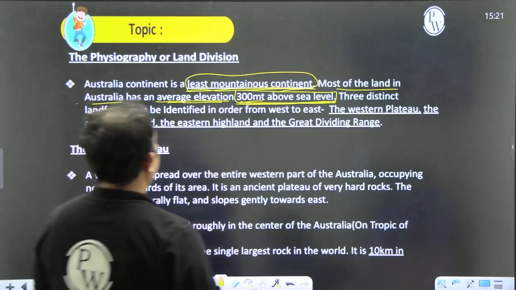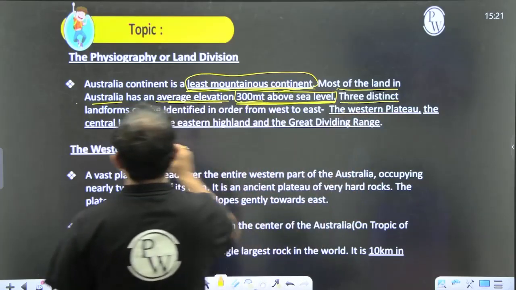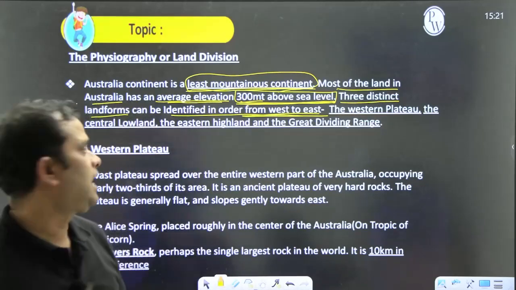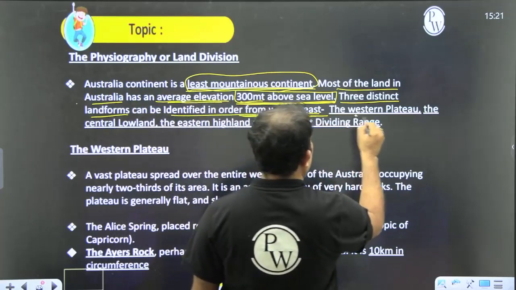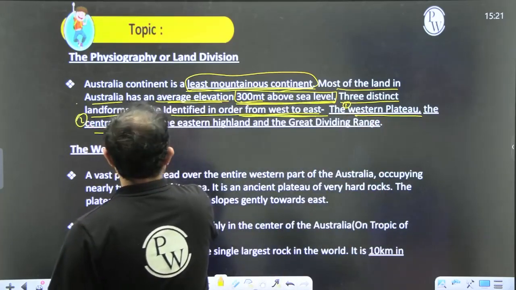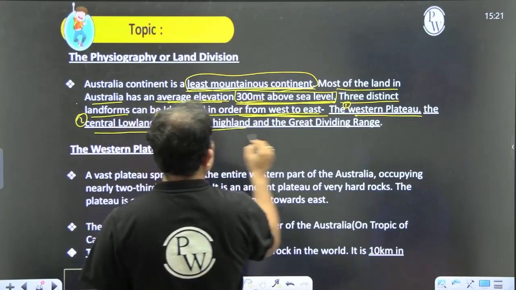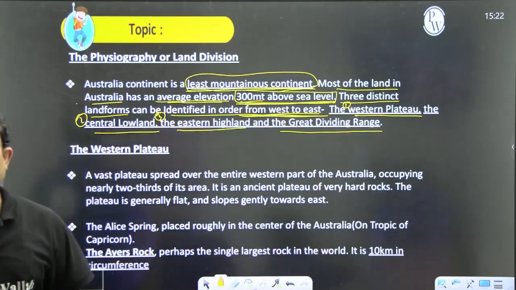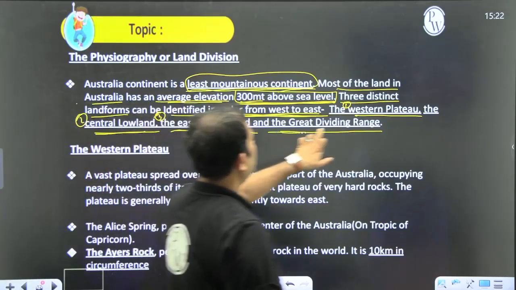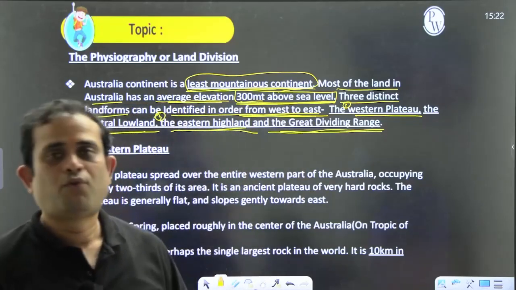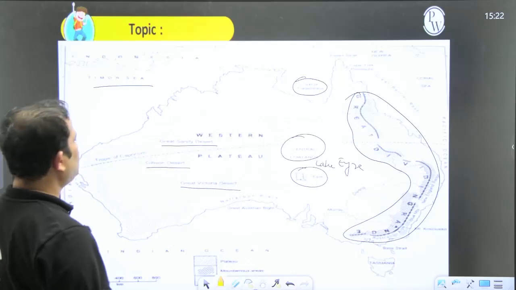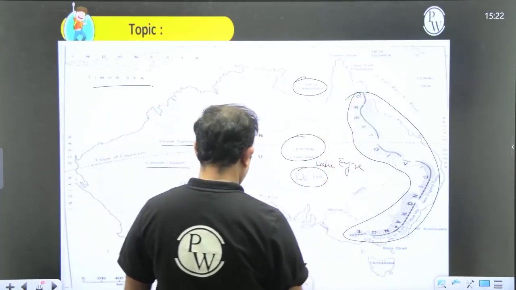Next, three distinct landforms can be identified in order from west to east: the Western Plateau, the Central Lowland, and third the Eastern Highlands and the Great Dividing Range. So these are the four major physiographic divisions of Australia that you can see here. This is the Great Dividing Range.